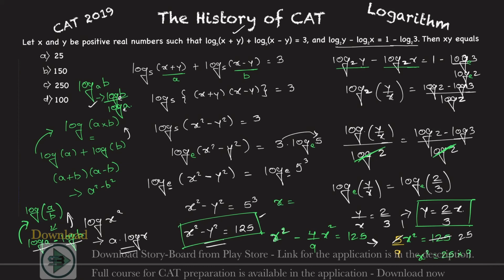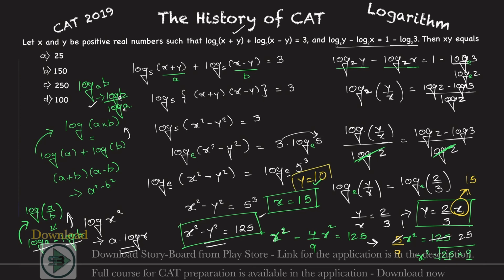Square root of 25 will be 5, into 3, 15. So x turns out to be 15, because if I take the square root of this, square root of 25 will be 5, square root of 9 will be 3. So 5 into 3, x will turn out to be 15. If x is 15, then what is y? Let's put x in y is equal to 2 by 3 of x. So if I write 15 in place of x, 3 1s are 3, 5s are 15, 5 into 2, y will be equal to 10.